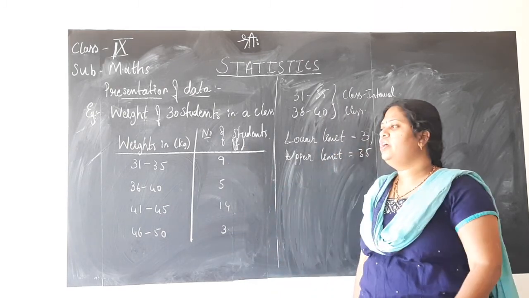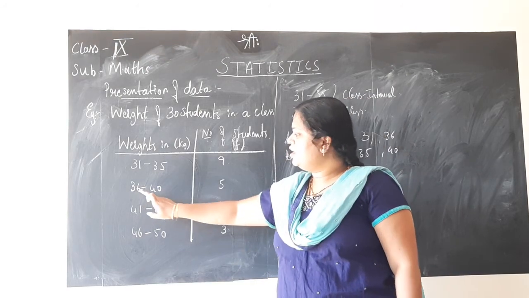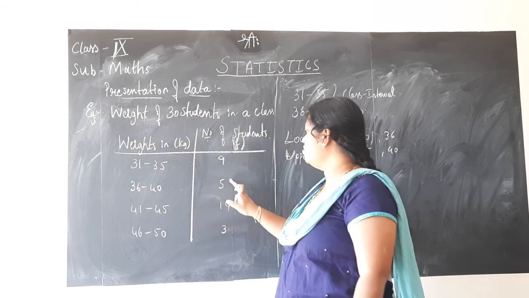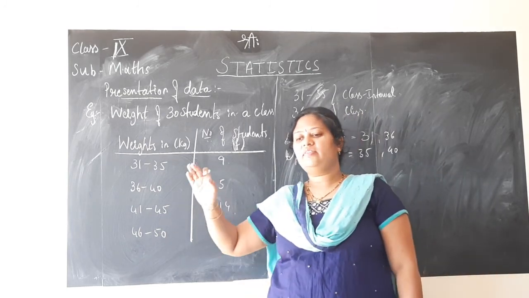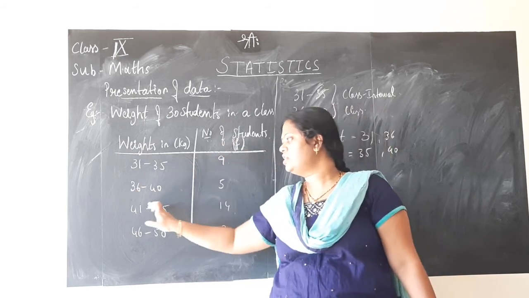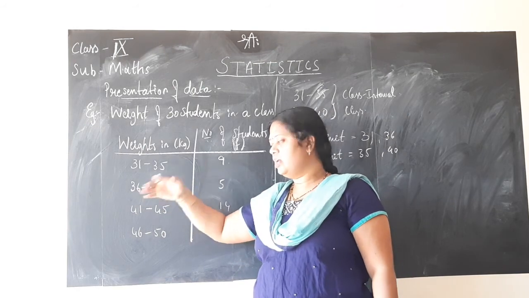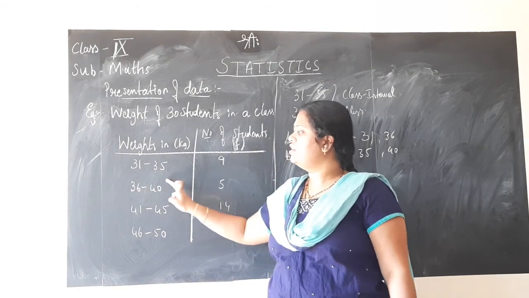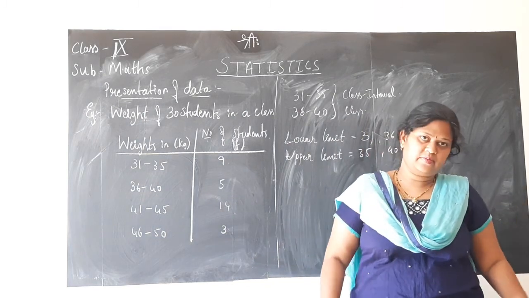Say suppose the student weighs 36.5 kg. Where should it come? It is in between 36 and 40. So simply you cannot add one, because we have chosen the range 36, 37, 38, 39, 40 kg, and only such students will come in between 36 to 40. Say suppose, okay, don't worry, 36.5 is in between 36 and 40, so I will add it here, ma'am, you say, fine.